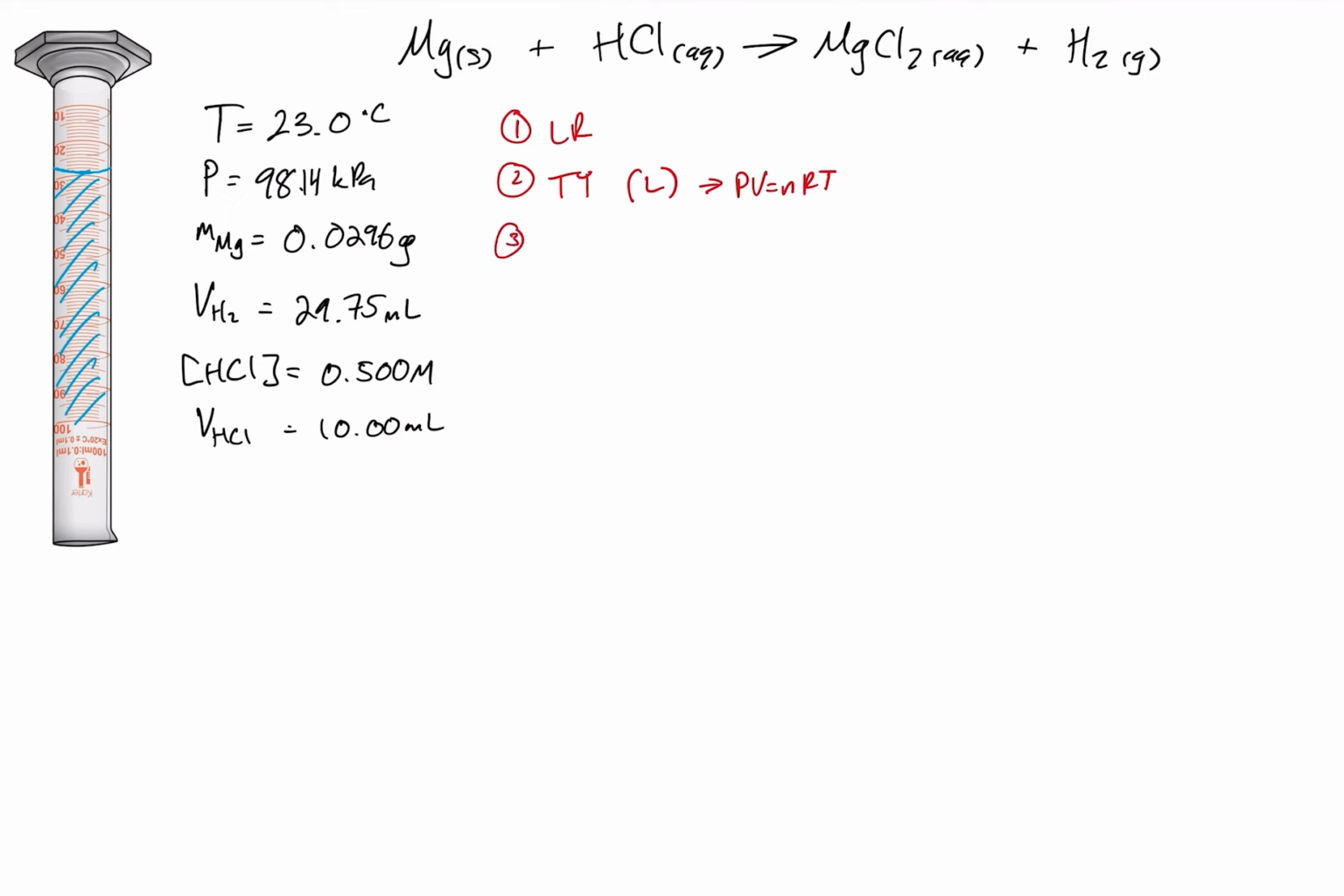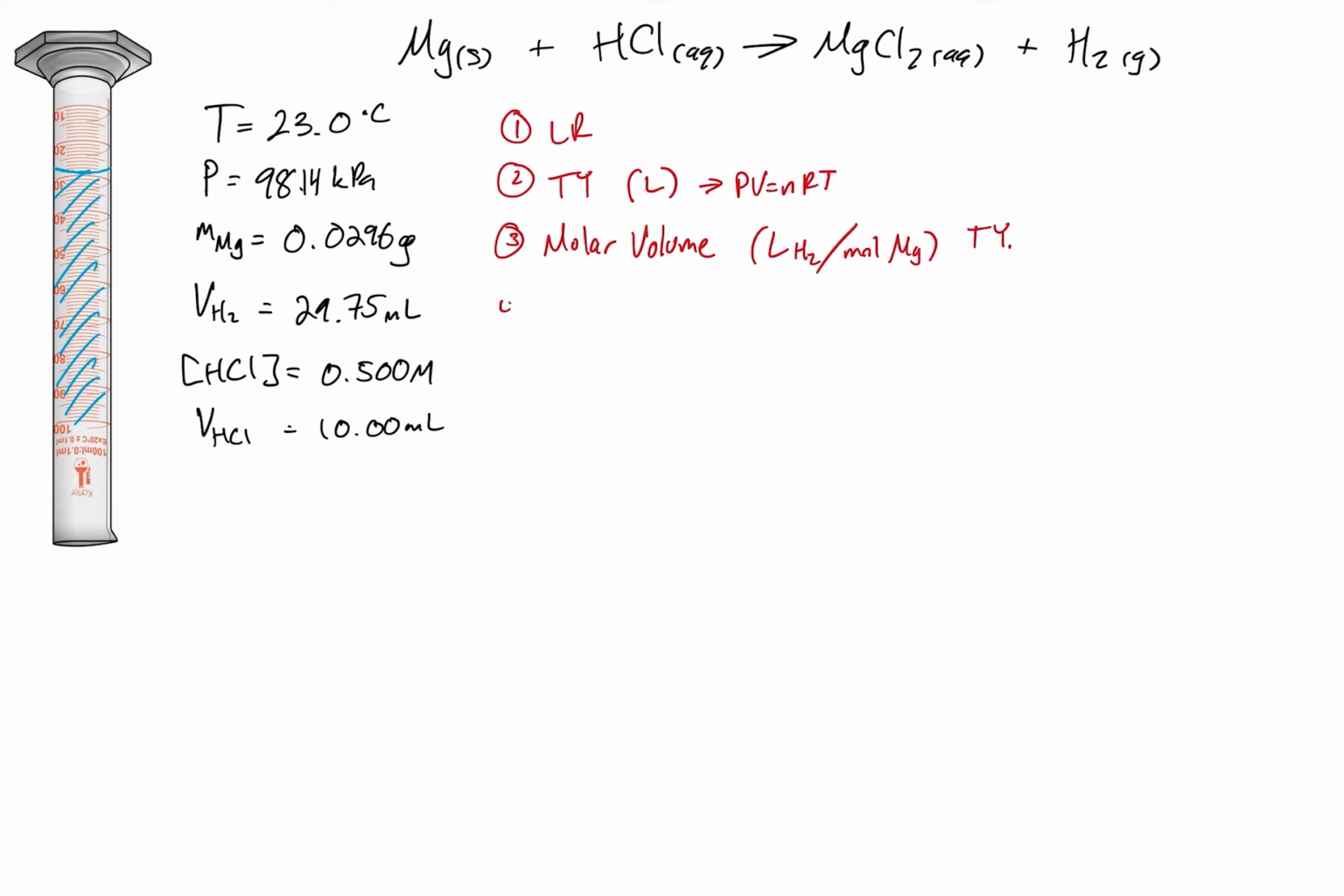But to standardize things, we're going to do a molar volume. We're going to say our liters of H2 divided by our mole of magnesium. So essentially what we're trying to figure out is how many liters of that H2 gas is produced per mole of magnesium reacted. And this is going to be our molar volume and our theoretical yield.